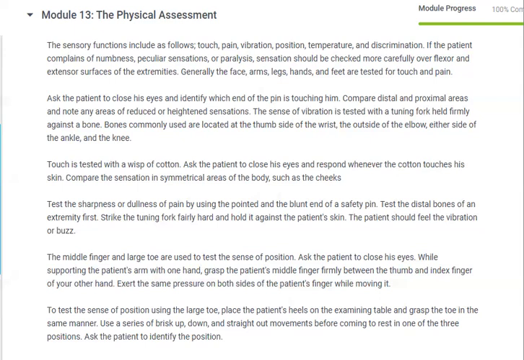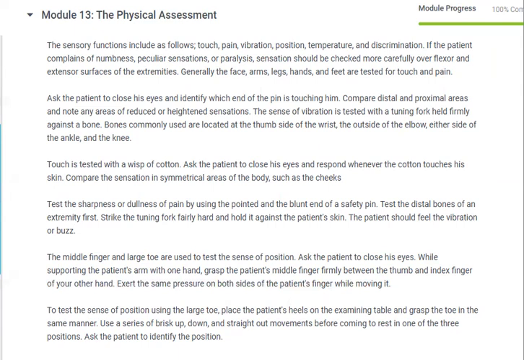Strike the tuning fork fairly hard and hold it against the patient's skin. The patient should feel the vibration or buzz. The middle finger and large toe are used to test the sense of position. Ask the patient to close his eyes. While supporting the patient's arm with one hand, grasp the patient's middle finger firmly between the thumb and index finger of your other hand. Exert the same pressure on both sides of the patient's finger while moving it.